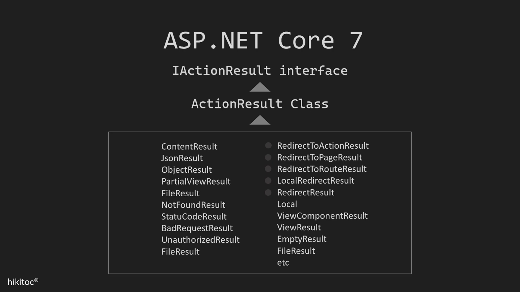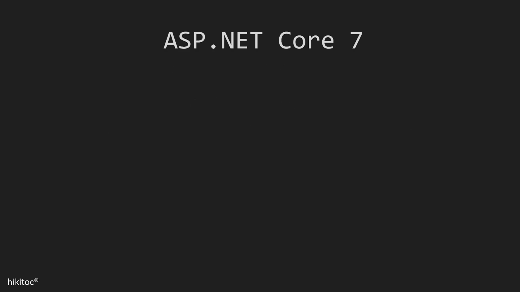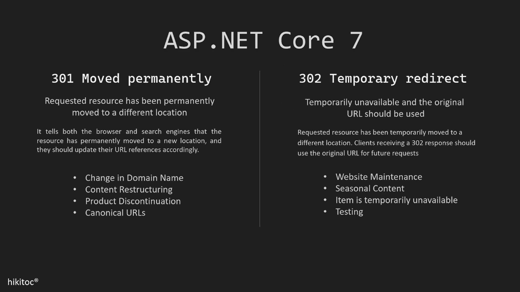I want to mention again that this list is not exhaustive, and there are more classes available. In order to redirect a user to a new page, we mainly have two options, temporary and permanent redirection. The standard example of a temporary redirect is the use of a 302 status code.